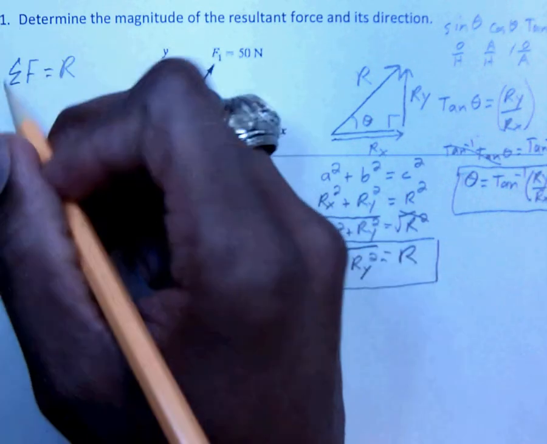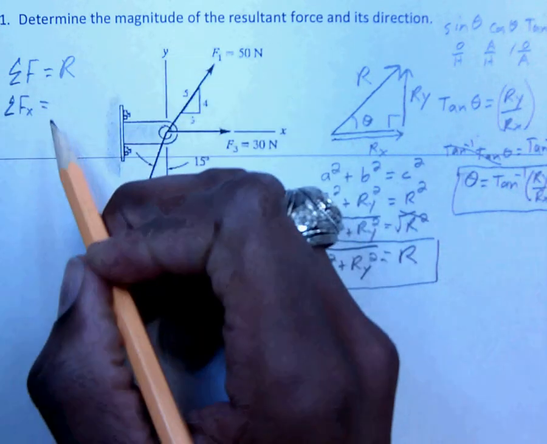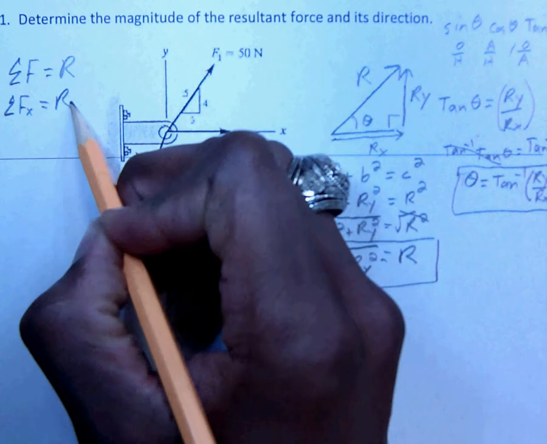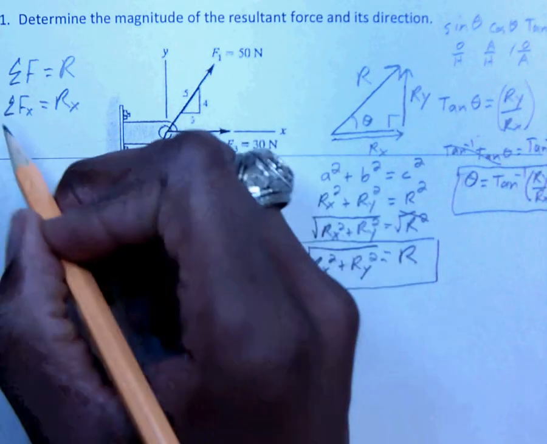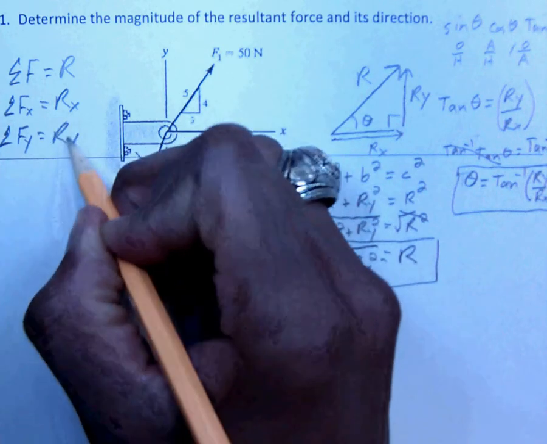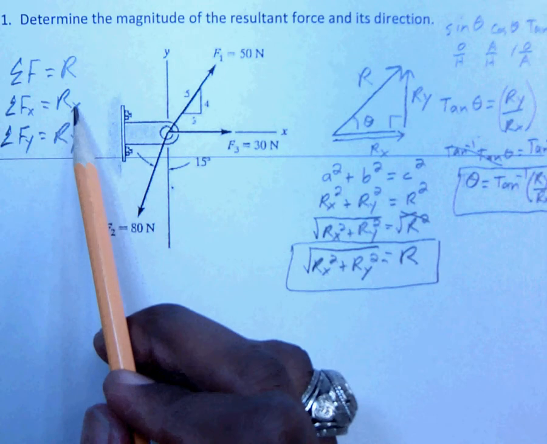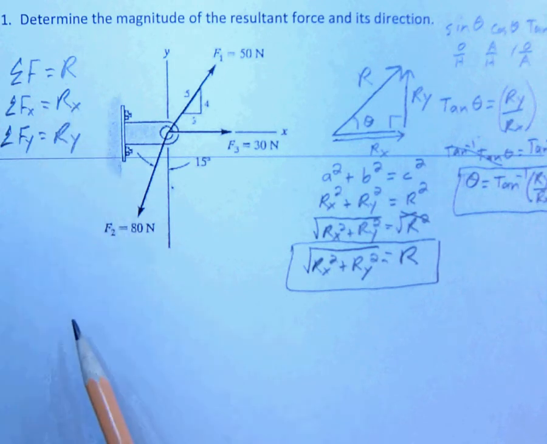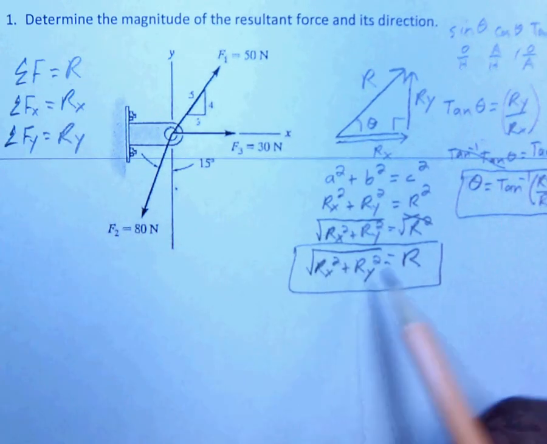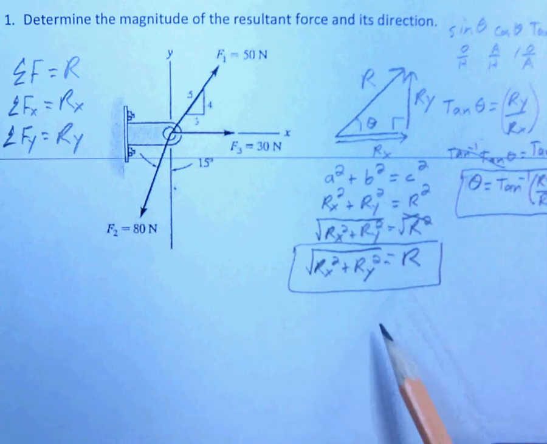And so it follows that if I sum just the forces in the x direction, that's going to give me the x component of the resultant. And if I sum all the forces in the y direction, it's going to give me the y component of the resultant. And so now we have a way in which we can obtain the x and the y component of the resultant. Then we plug those in here and in here to get our angle and also to get the magnitude of the resultant.